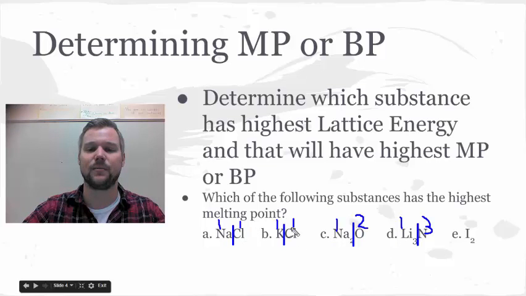So that means the second portion is going to be the more important portion of these compounds. So since this is a 1, this is a 2, this is a 3, 3 is the highest. This is like a weak magnet with a strong magnet. This is going to be the highest lattice energy. So the correct answer to this one would be D. It would have the highest melting point or boiling point based on this trend, which would mean it also has the highest lattice energy.